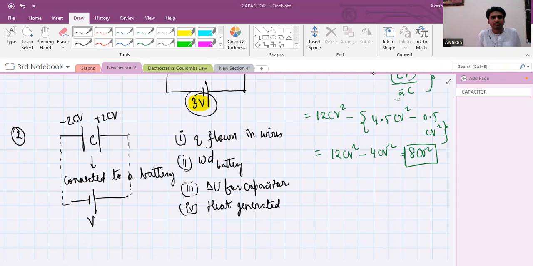What is the charge flown? Sarakshi, got the answer or not? Charge flown in the wires. Sir, 0. Your voice is coming very broken. Okay, I'll show you.